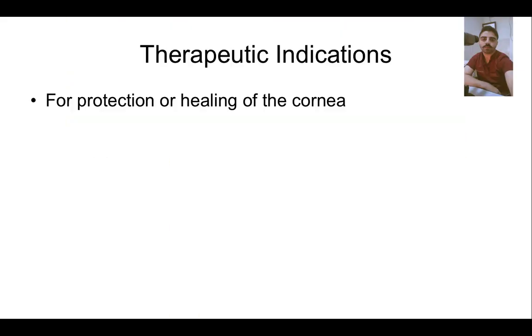So moving on, we have the third kind of indication, that is called a therapeutic indication. So what is therapeutic? As the name suggests, it is something which needs to be prescribed to those patients where we are interested to protect the cornea or heal the cornea. If the cornea contains any sort of disease and we are interested to improve or to heal the cornea in a better way, in these circumstances or in these conditions, we can fit this cornea with therapeutic contact lenses.